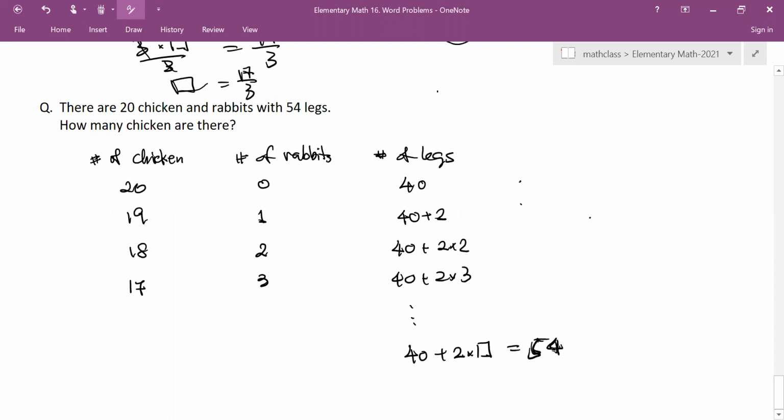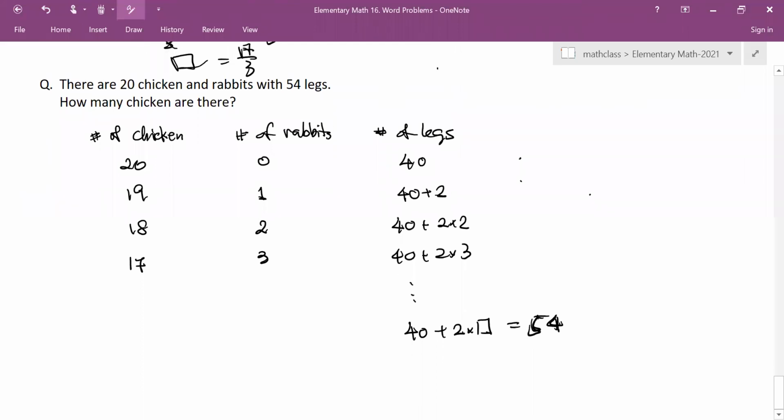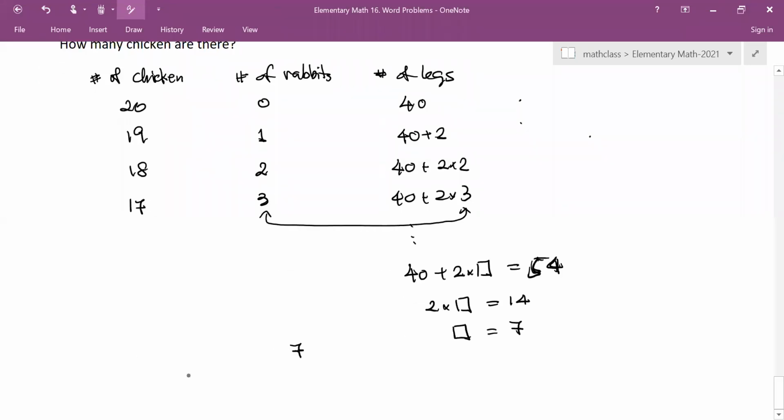So you are talking about an equation here. Subtract 40 from both sides, and 2 times this is going to be 14. Then you do the division: it's 7. So that means you are going to have 7 rabbits, and 20 minus 7 is 13 chickens. Then 40 plus 2 times 7 is 54 legs. This will be the last line you're going to have.